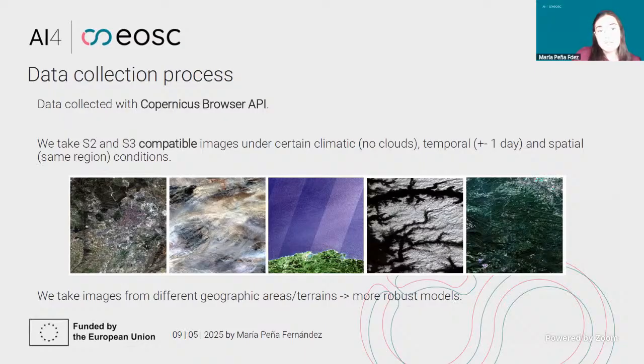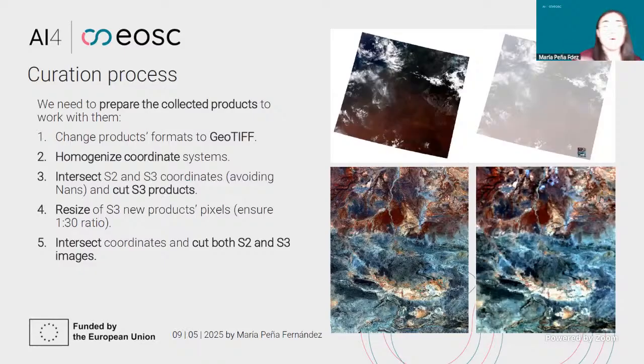As you may see from the slide, we have taken different regions from different terrains. We have cities, deserts, some coast zones, some snowy regions, and finally some forests, so that we can make our models more robust and then predict whichever terrain we want in the future. Once we have collected that data, we have to prepare it to work with it.